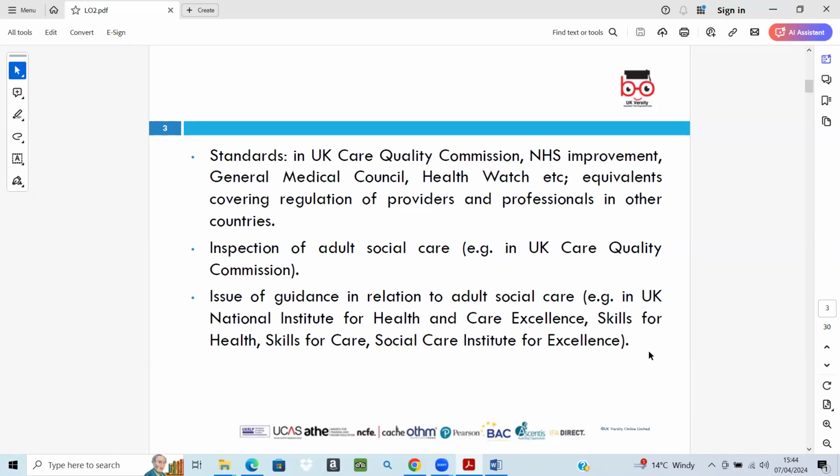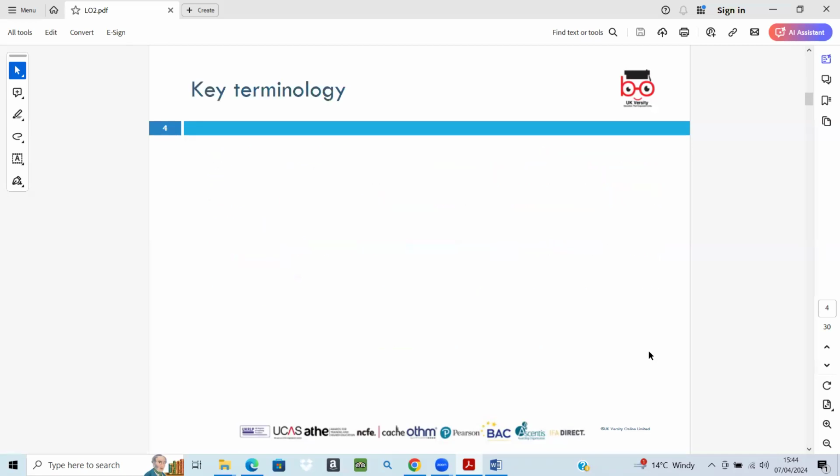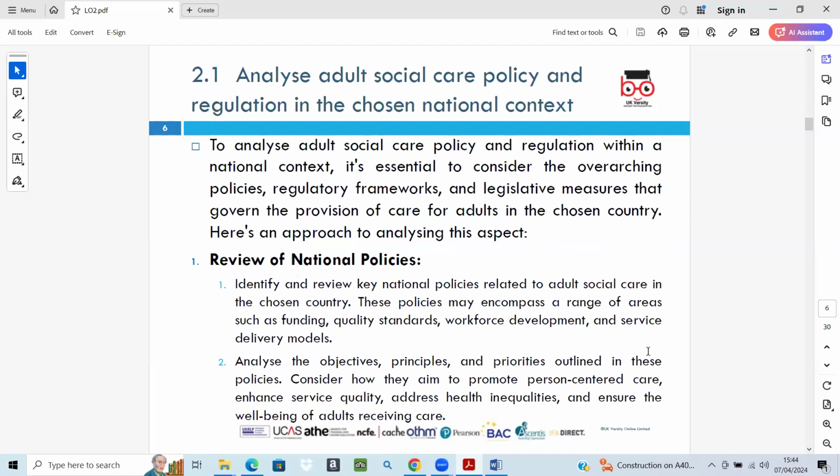We covered NICE, so what do we have next? There's nothing in that key terminology. Then video: okay, there is no video. Then we are on slide 6, and what they are asking is that we need to analyze adult social care policy and regulation in the chosen national context. Analyzing adult social care policy and regulation within a national context is again very important. So we'll go through with the United Kingdom one.